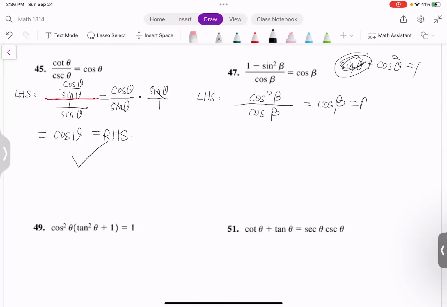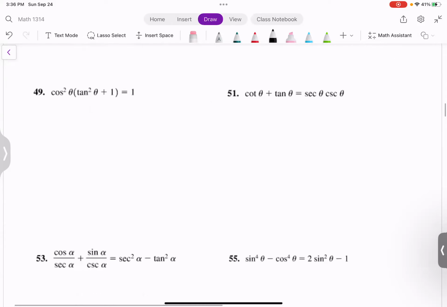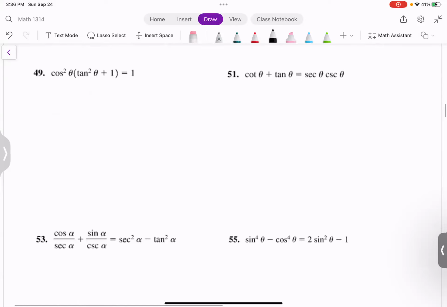Okay, this is my right-hand side. We proved this identity. It is true. Next one, we have cosine theta squared times tangent theta squared plus 1 equals 1. The left-hand side is more complex, so we start from the left-hand side.